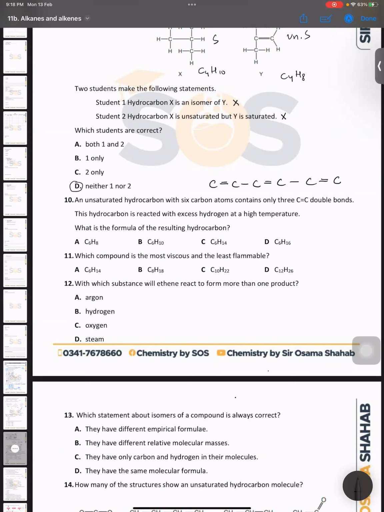So it would be like this somewhere. Then I just need to complete the valency of them. So it requires 2 hydrogens. It requires 1. It requires 1. It requires 1.